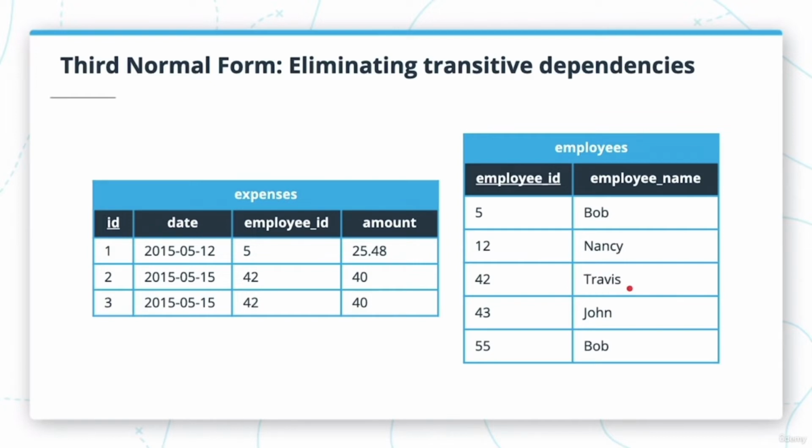There's another cool thing about this. By having employees in their own table, we can now actually have employees who do not incur any expenses. This is something very important. By identifying employees as their own entity, they can exist independently of expenses. And this is really the gist of third normal form.